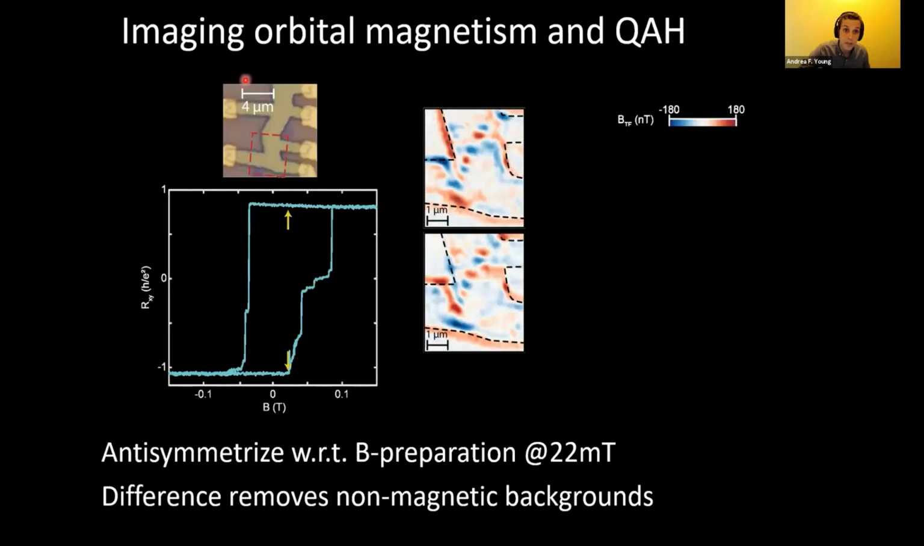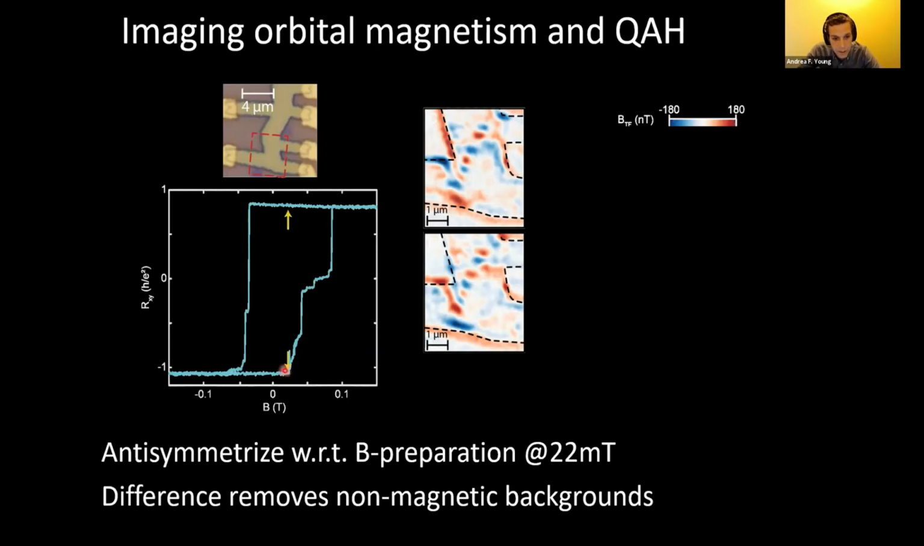So to look at this orbital magnetism in twisted bilayer, we have to deal with the fact that the signals are small. We also have to deal with the fact that there are a variety of other artifacts that will crop up in these measurements, certainly when you're trying to push signal levels, including from electric fields and things like that.